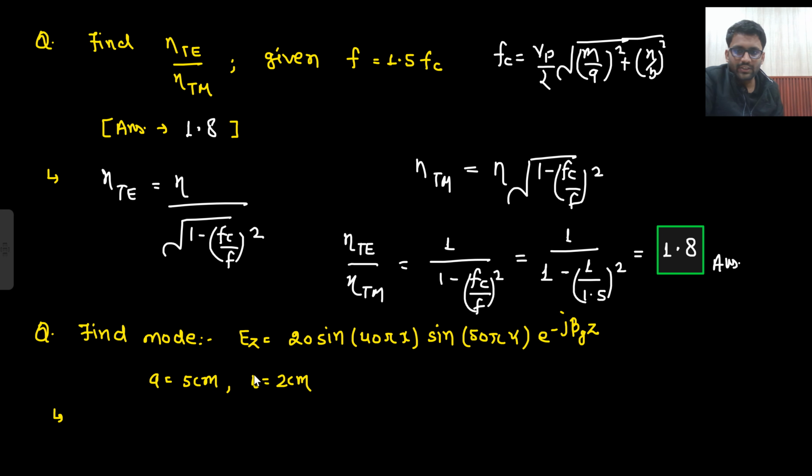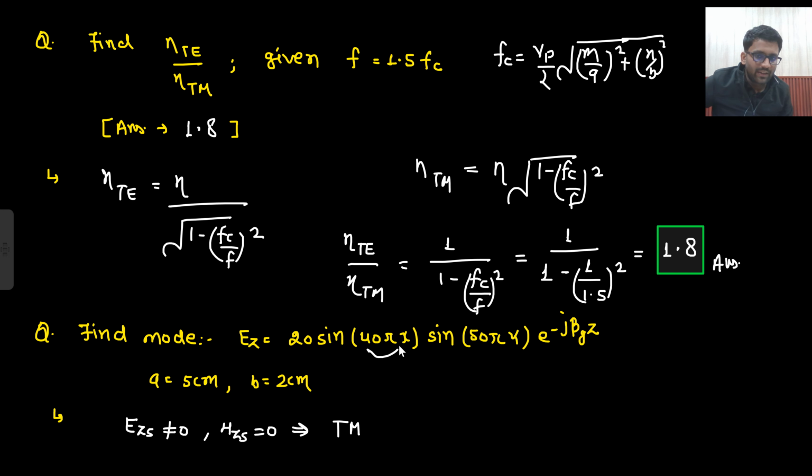So here AB value is given, you need to find the mode. EZ value is existing. If EZ value exists, then which mode is it? Transverse magnetic. EZS is non-zero, that means certainly HZS has to be 0. So which mode is it? Magnetic field is transverse. Now you need to find the MN value.